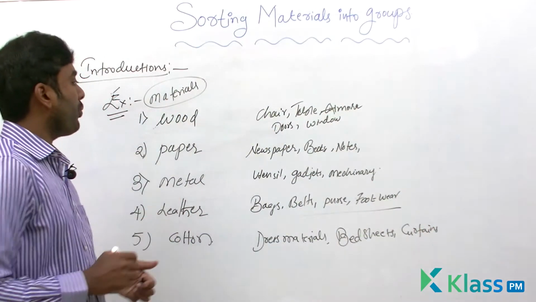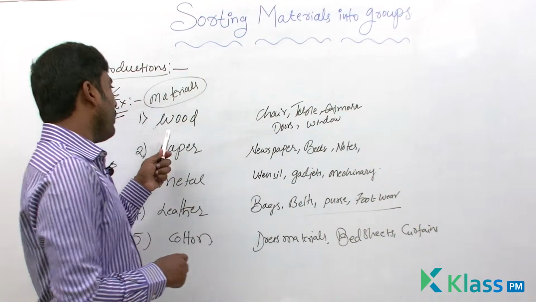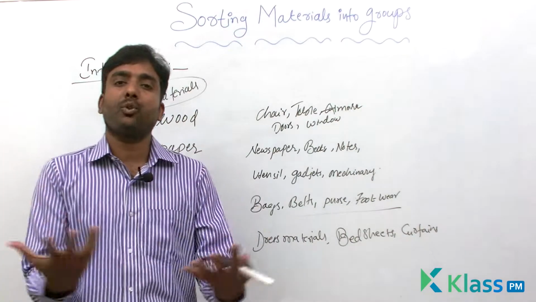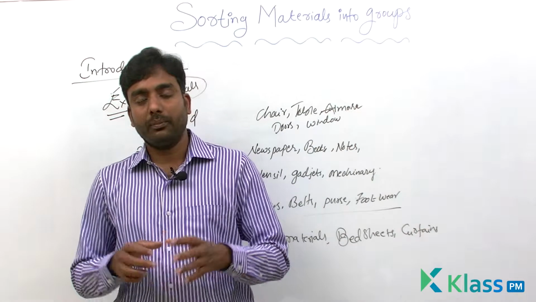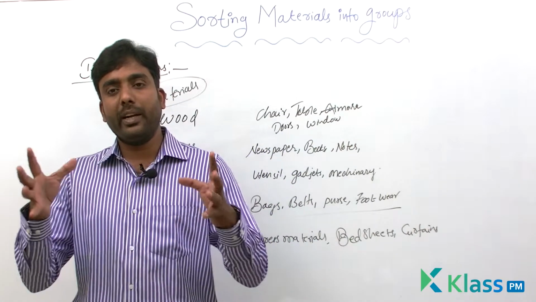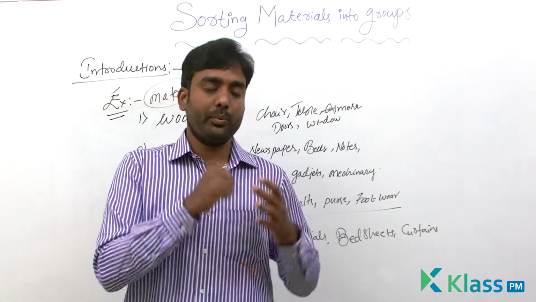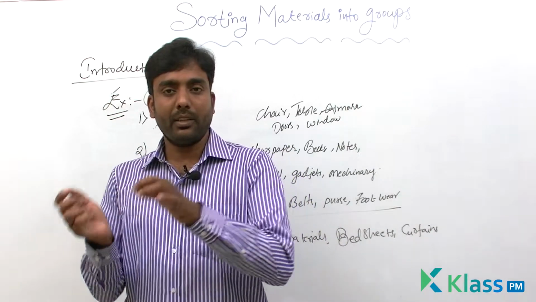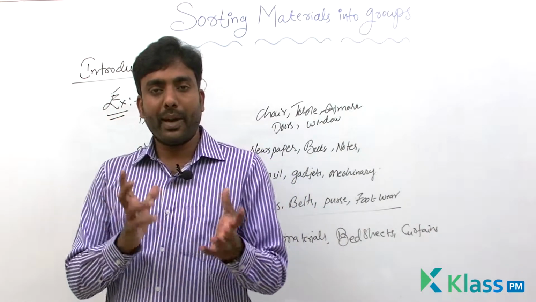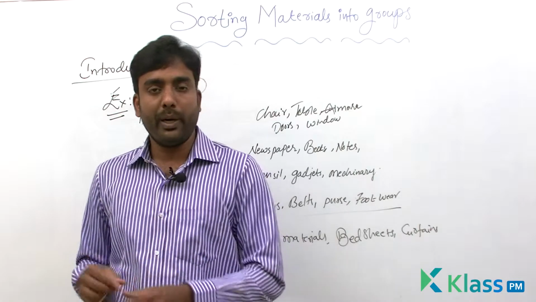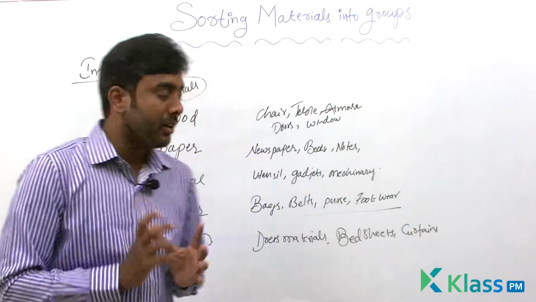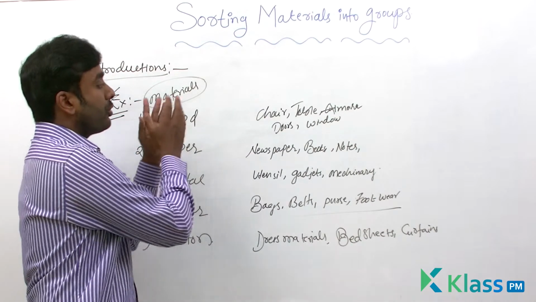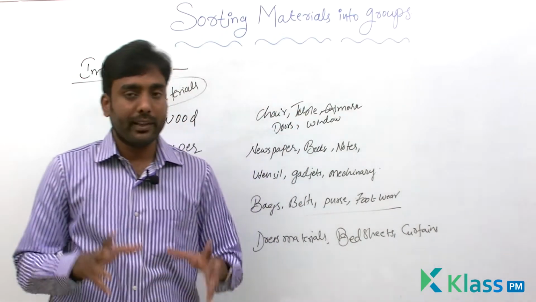So in this example what we have seen is that with one material, different types of objects are made. Okay, in the previous example what we saw was that different materials are used to make one object, like a plate made of metal, plastic, paper, clay. Different materials are used to make one object. But here one material is used to make different objects.